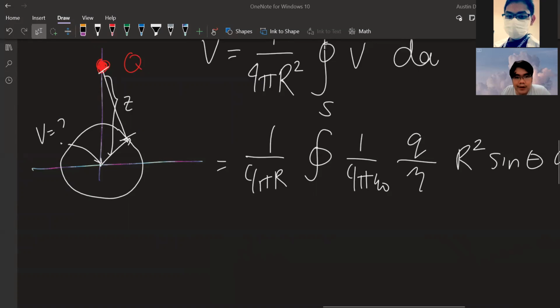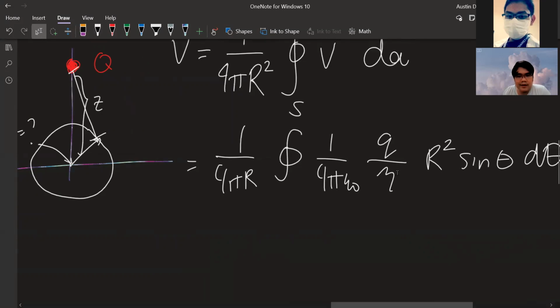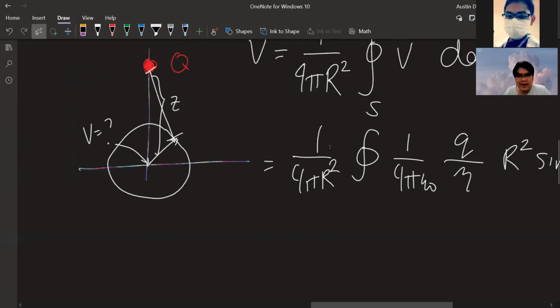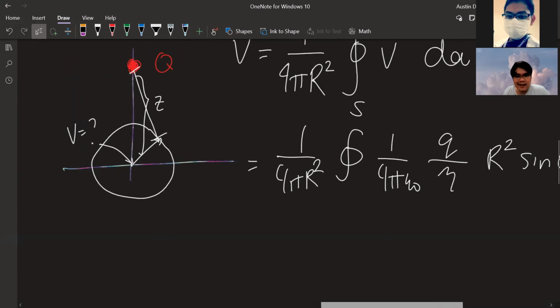Sir, wala pong square dun sa pangalawa. Anong square? Saan yung square? Ito? 1 over... okay. Tama. Walang square. Sorry. Kasi nga pala surface yung ano. Okay, so kokopihin ko lang kasi di ko pa nakopya ng tama. Napakahusay, Austin. Okay, ayan.